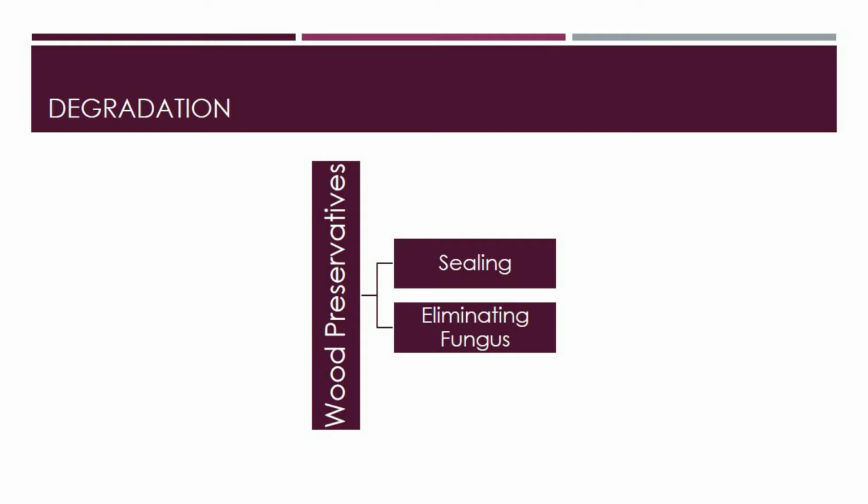Before installing wood poles, utilities treat them with preservatives to keep them from rotting. Wood preservatives have 2 purposes. First is to seal the surface to keep off moisture that encourages fungus, and 2, to eliminate fungus spores.